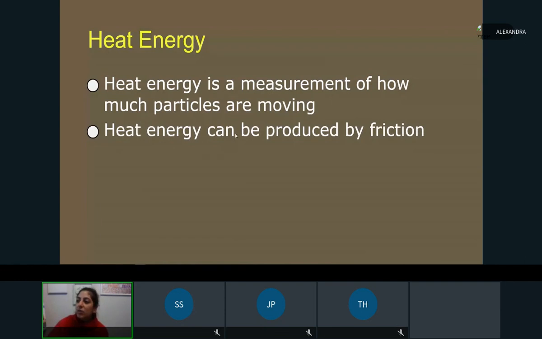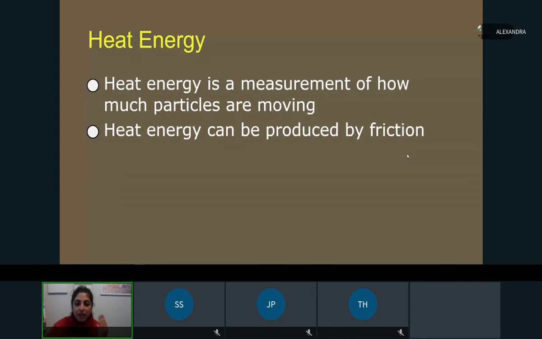And heat energy can be produced by friction. So if you're really cold, and you can even feel it right now, if you rub your hands together, that friction between your hands is actually generating heat. When you shiver, when you are so cold, what your body is actually doing is contracting the muscles in your body, squeezing and letting go, creating friction between your muscles, generating heat in your body.